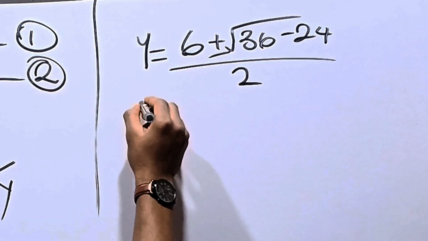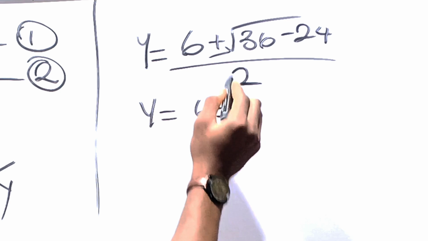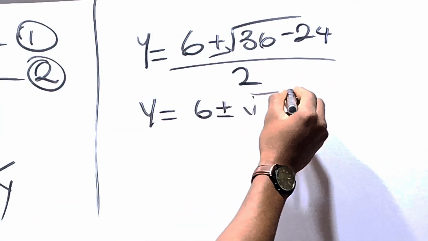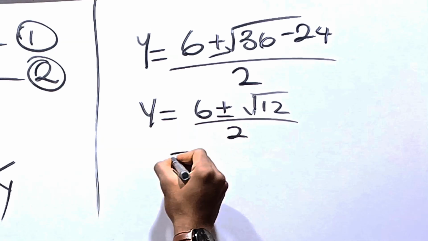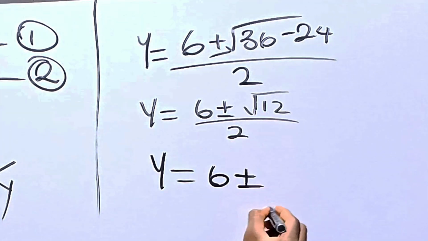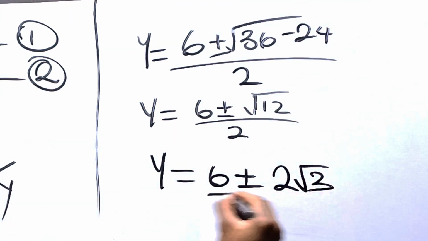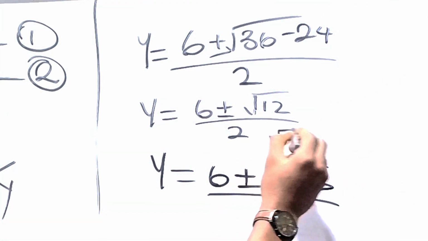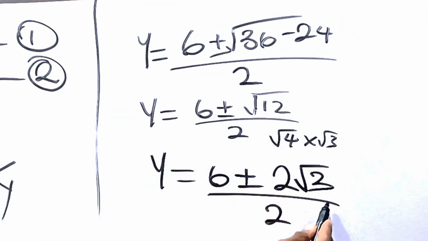Okay, now from here we have that y will become equal to 6 plus or minus the square root of 36 minus 24, which is 12. So we have root 12 all over 2. This becomes equal to 6 plus or minus square root of 12, which is the same thing as 2 times square root of 3, all over 2. Because square root of 12 is the same thing as root of 4 times root of 3. Root of 4 is 2 and root of 3 is root of 3.